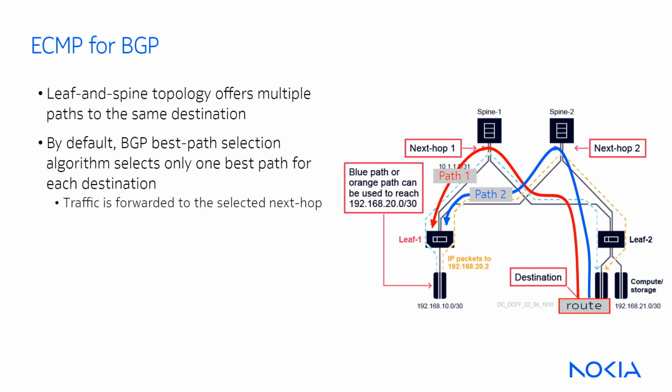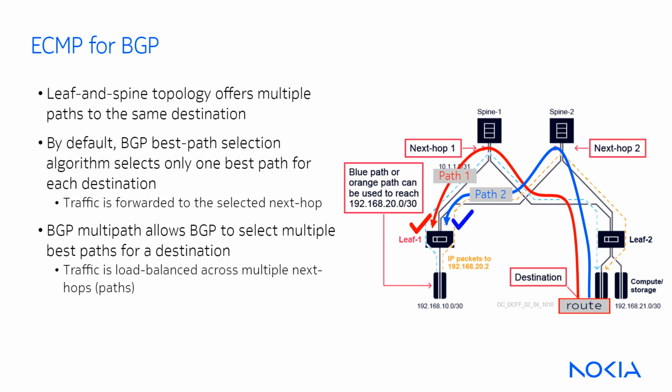By default, the BGP best path selection algorithm selects only one best path for each route. As a result, only one next hop is used for traffic forwarding in the data plane. Configuring BGP multipath allows BGP to select multiple best paths to a destination, enabling the load balancing of traffic across multiple BGP next hops.